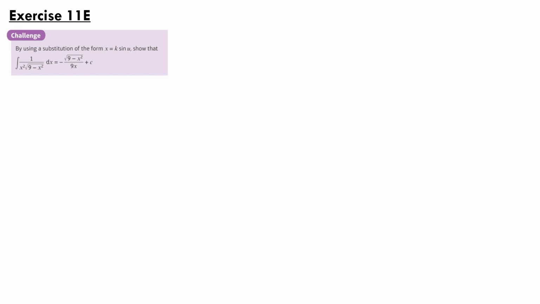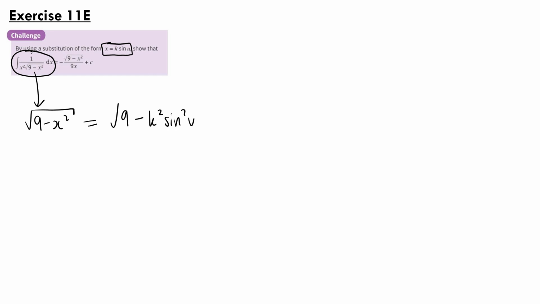So we're given a big clue here that the substitution we want to use is of the form x equals some number times sine u. And looking at this integral here, we've got the big problem, which is the square root of 9 minus x squared, right? So we want to pick a value of k so that when we substitute x equals k sine u into this, we get 9 minus k squared sine squared u. So substituting that value of x that we chose into the expression here, then we want this to simplify nicely.